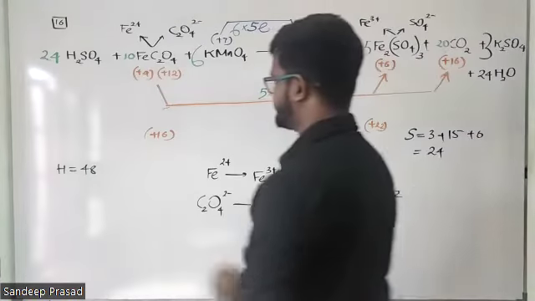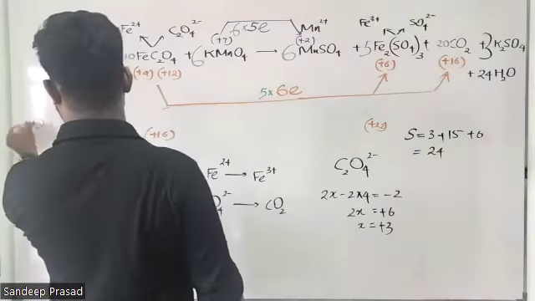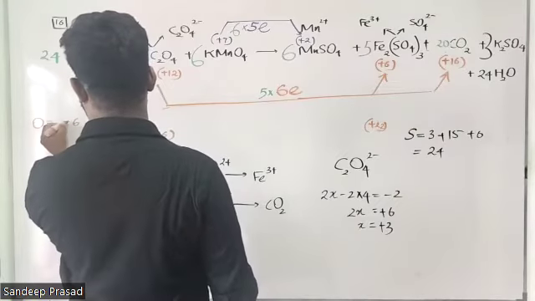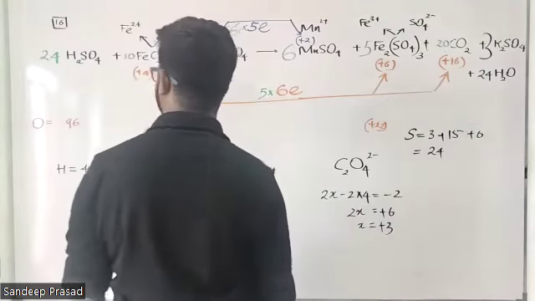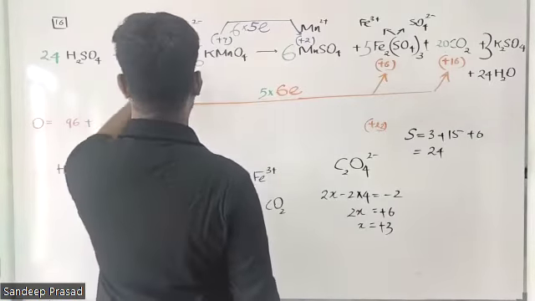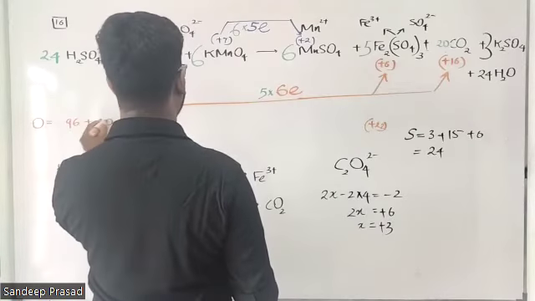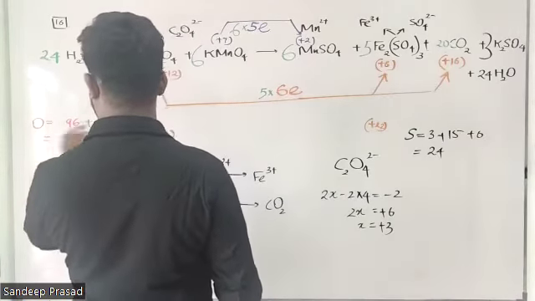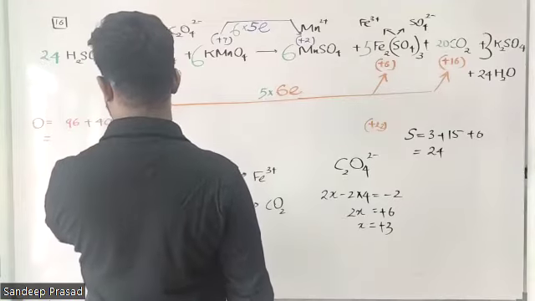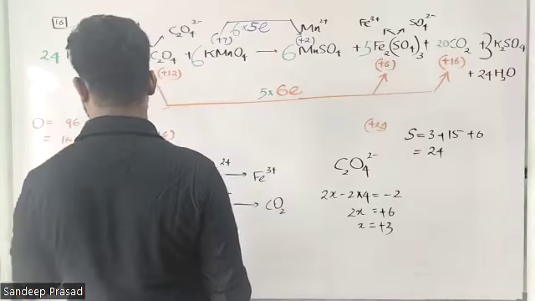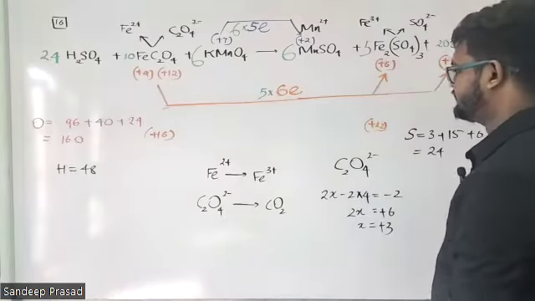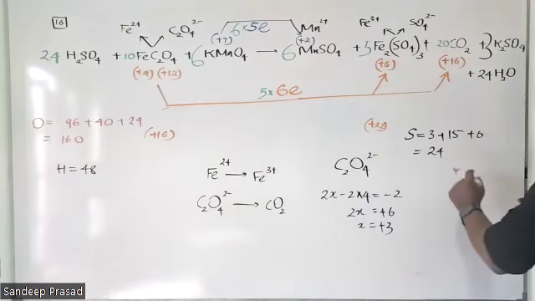By counting oxygens. Let me count the oxygens. 24 into 4, 96. Then here we have 10 into 4, 40. 6 into 4, 24. So here this becomes 96, 136, 160. 160 oxygen atoms are there in the left hand side. Now let's go for the right hand side.